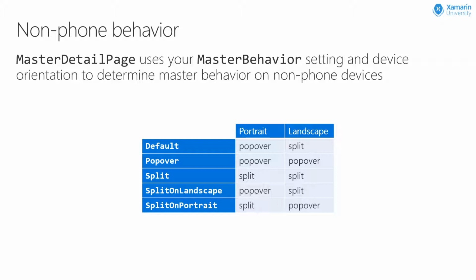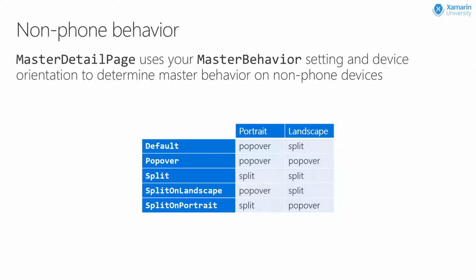Now next is popover, and with this setting, the master will always be displayed as a popover or drawer. And split similarly ensures a split presentation. Now the next two are interesting. Split on landscape uses a split presentation when the device is in, well, landscape. But in portrait, it will use popover. So notice this is the same as the default setting.